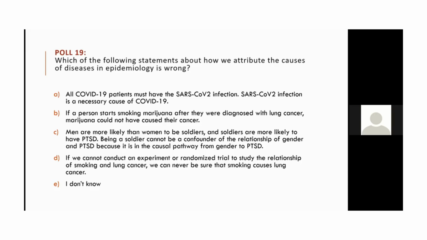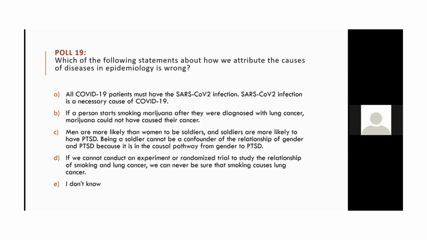This question asks about many different concepts. The first one is about the necessary cause model that we were just talking about. The second one is about temporality, that's B. Then the third one's about confounding, which we'll talk about in a few minutes. And then the fourth one is about the concept of the ideal trial that Dr. Motai was talking about earlier. And D is the correct answer in this question.